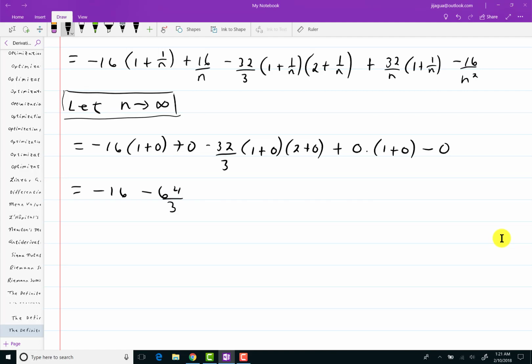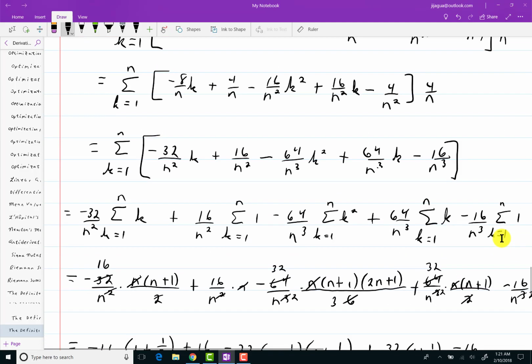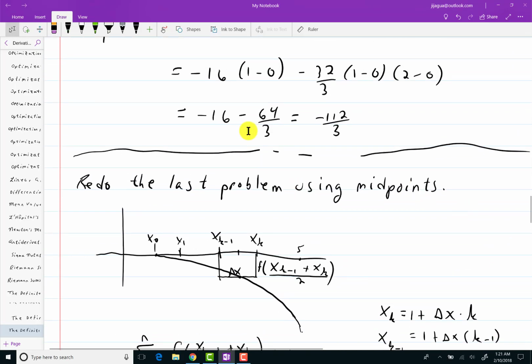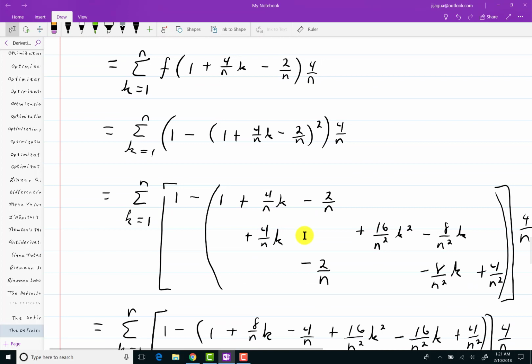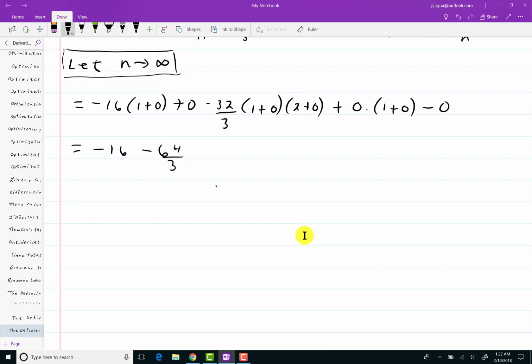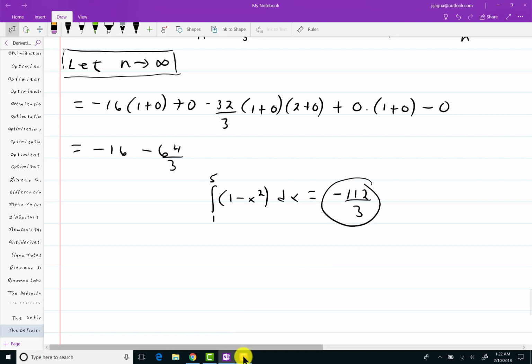And we end up with negative 16 minus 64 over 3. And if I'm not mistaken, this is the same answer we got for all the other ones. Let me go back and check. Negative 16 minus 64 over 3 gives us our negative 112 over 3. So the integral from, what was it, 1 to 5, 1 minus x squared dx equals negative 112 over 3. And I've gotten the same answer for all three of them, so I feel pretty good about it.